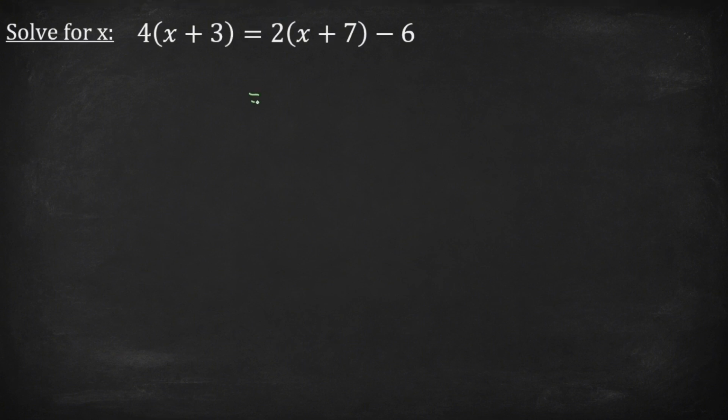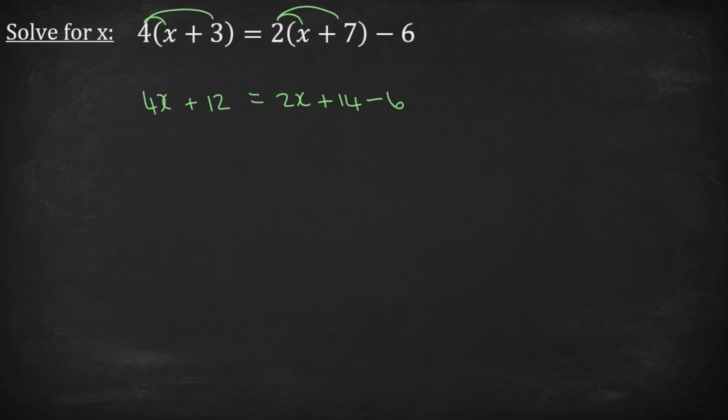Okay, let's start on the left-hand side where we're going to multiply this 4 into this bracket. So 4 times x is 4x, and 4 times positive 3 is positive 12. Okay, so the left-hand side is done. Let's do the right-hand side. We've got this 2, and I'm going to distribute it into the bracket. So 2 times x is 2x. And 2 times positive 7 is positive 14. And we are going to copy this 6 as well.